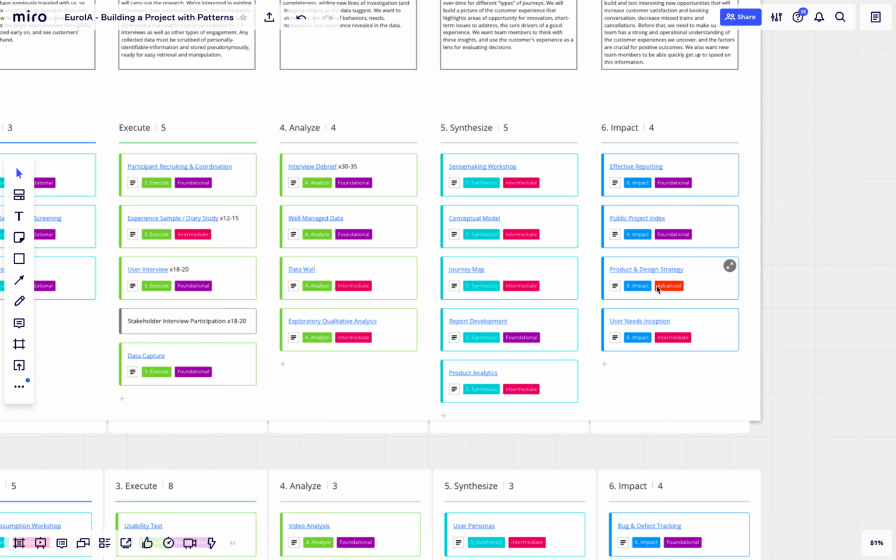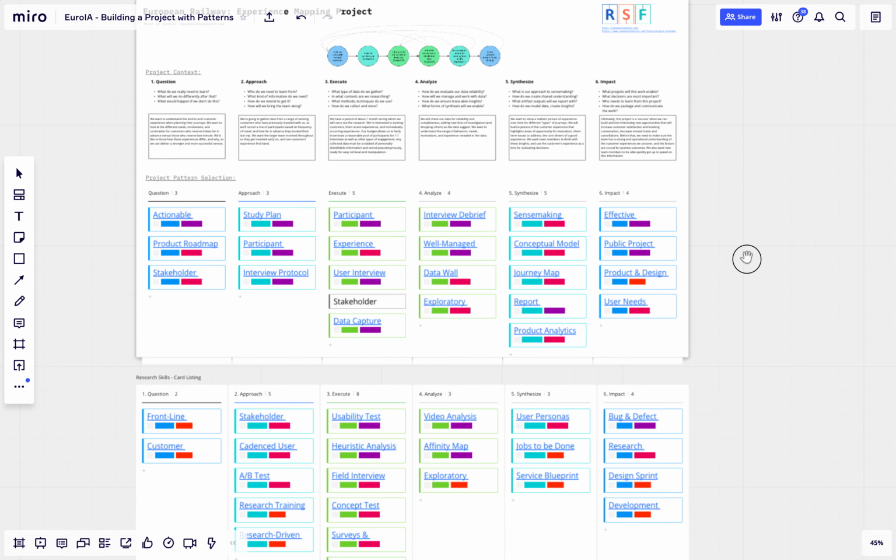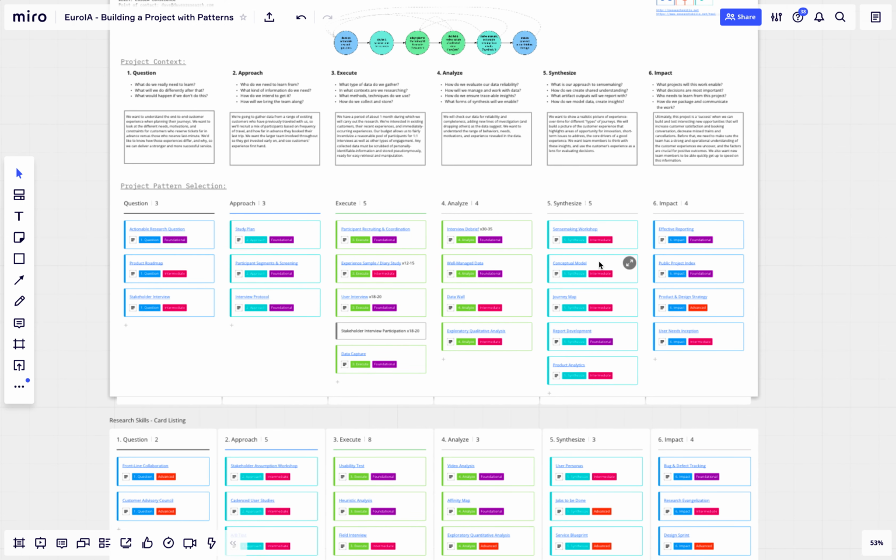And are we building this project in a way that's going to respect the human tensions of the people who are participating as research participants and the people who are running and driving it as researchers, as well as the people who are going to consume its outcomes? So there it is. That is one example of how we can build an admittedly lightweight project pattern language for this type of project.